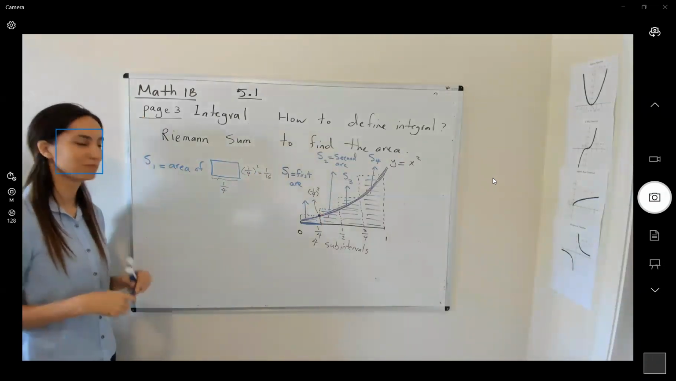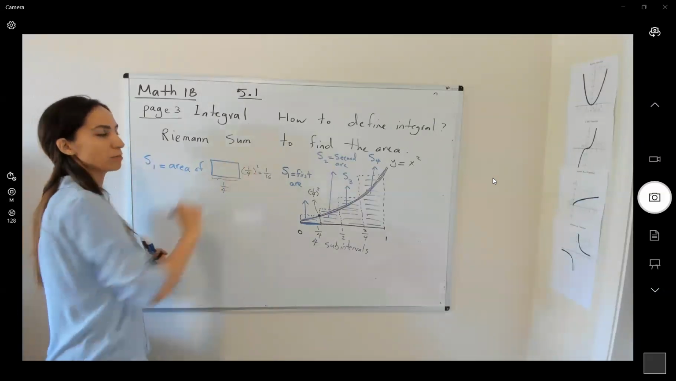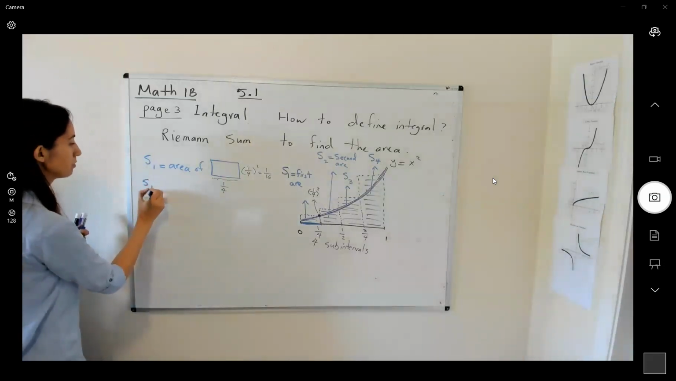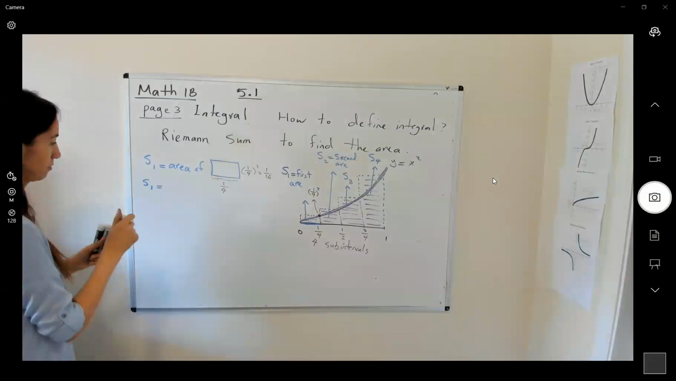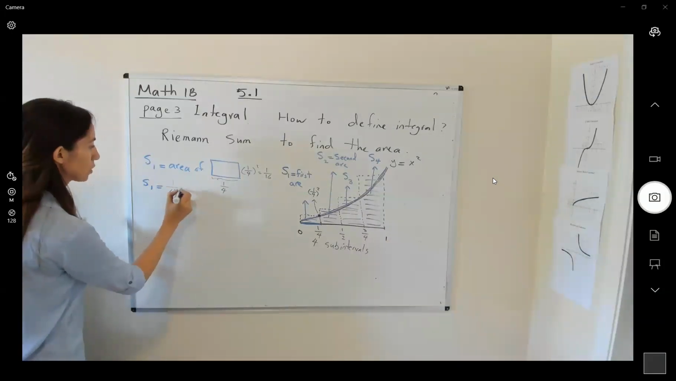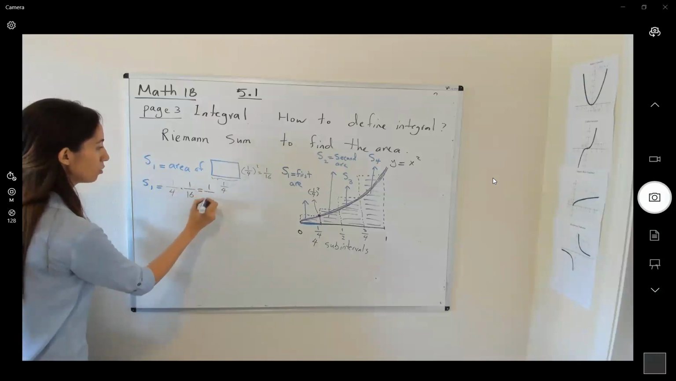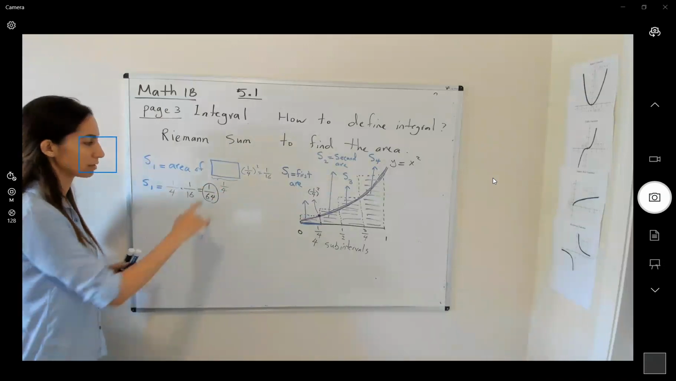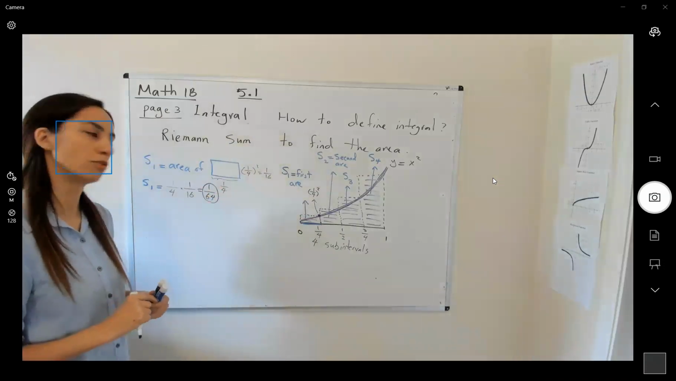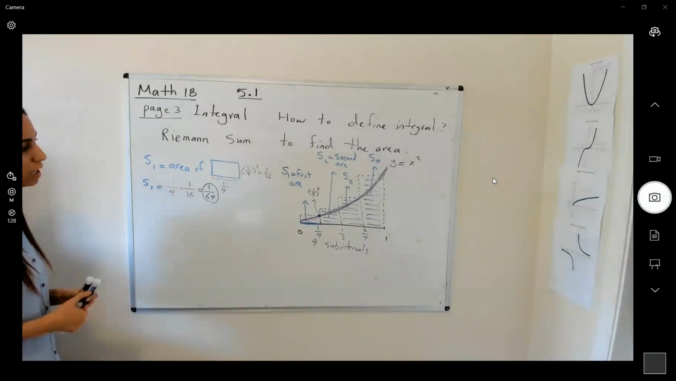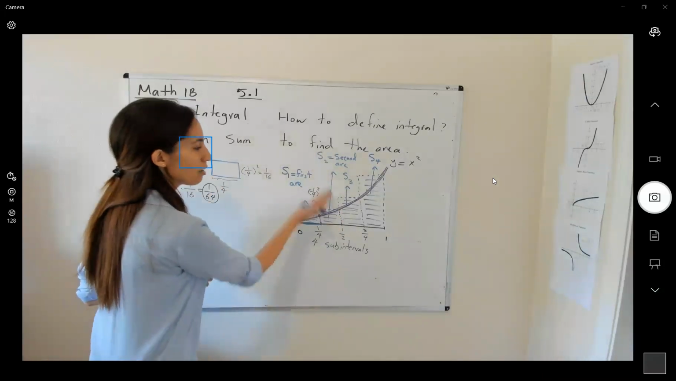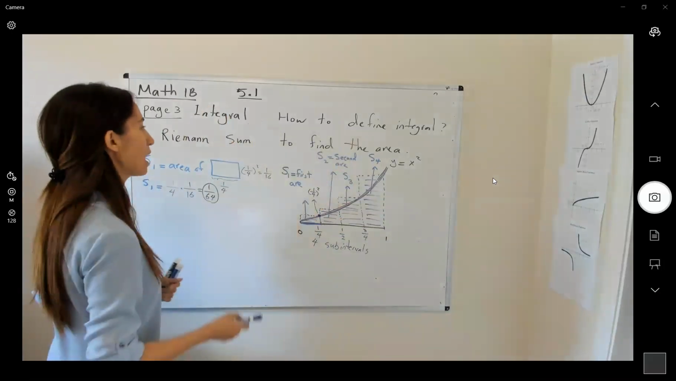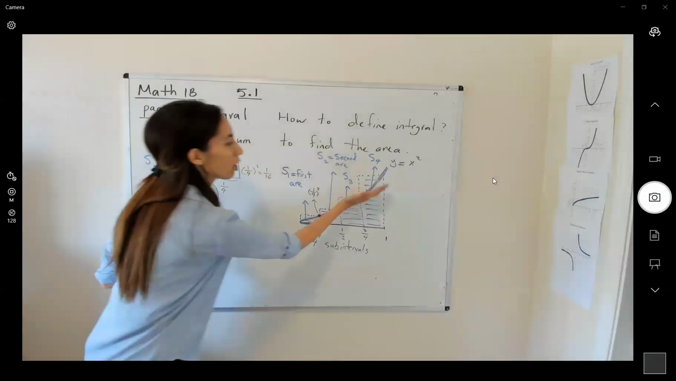So what is the area? Length times width gives you the first area. So S1 is equal to 1/4 times 1/16, 1/64. This little area here is 1/64. Well, we have to continue this process, find the rest of these areas, and add them all together to get an approximation of the area below the graph.